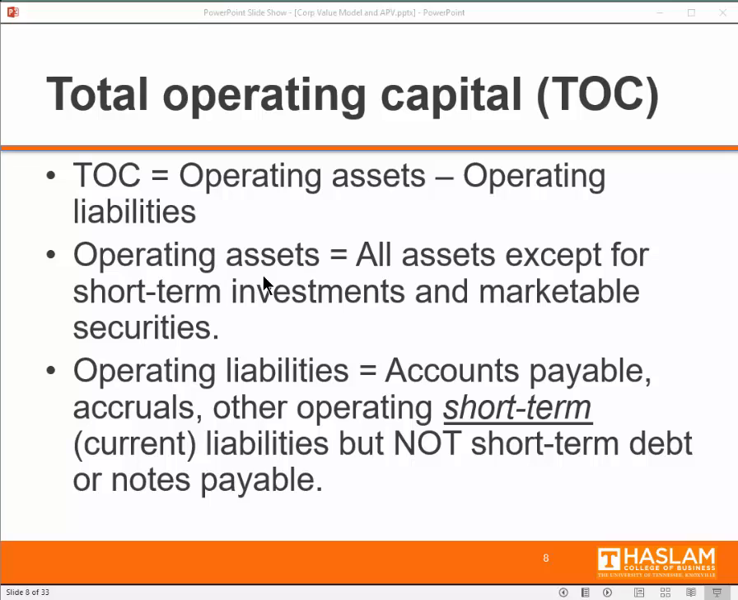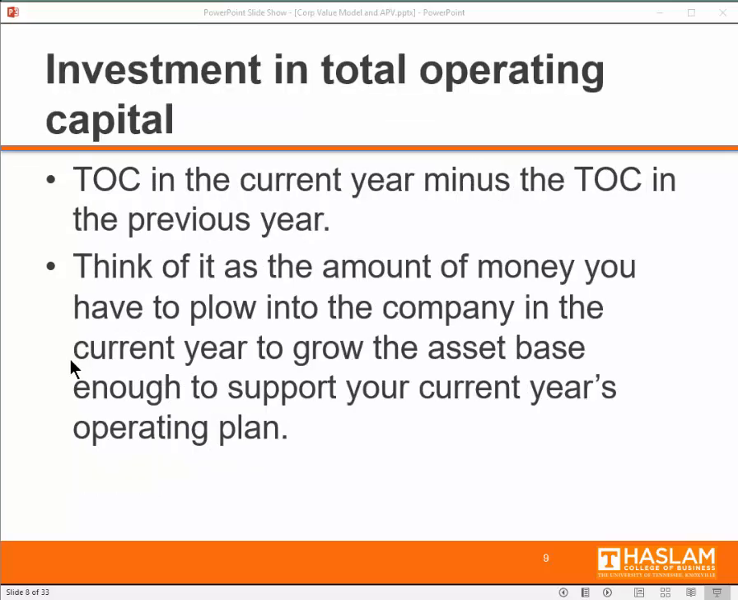Basically, it's everything that is a current liability except for anything that looks like short-term debt. So that would be except for things labeled as short-term debt, things labeled as notes payable, or things labeled as the current portion of long-term debt. So those are operating liabilities. And so in order to calculate total operating capital in any given year, we take those operating assets, which is all assets except for short-term investments, and subtract off this handful of short-term liabilities.